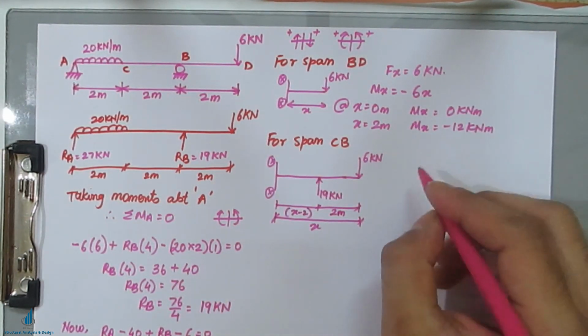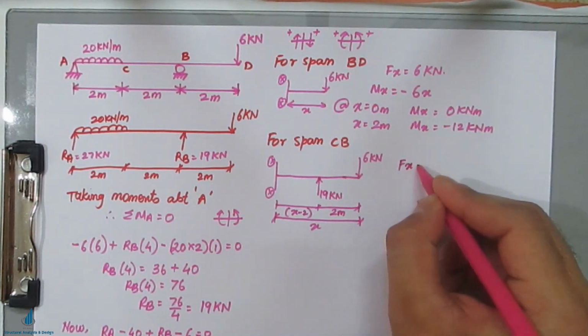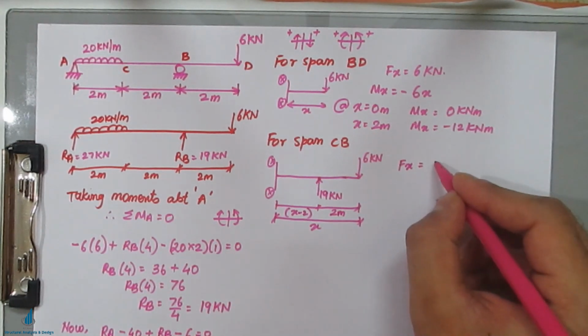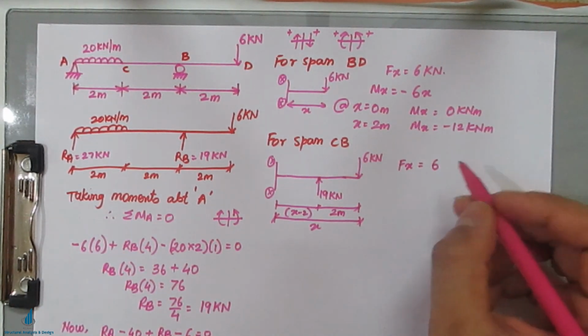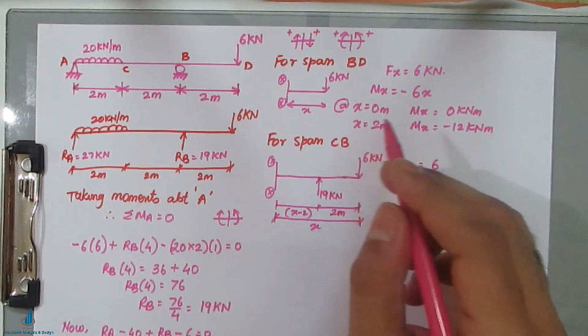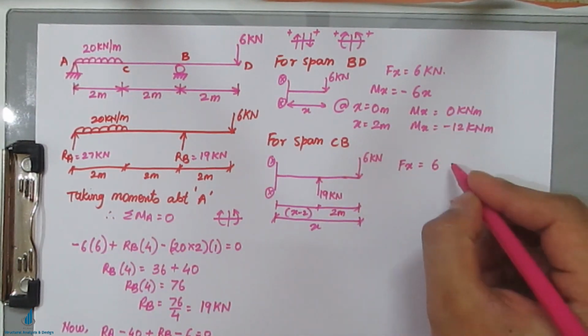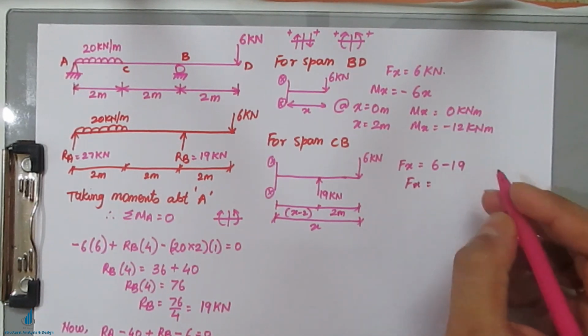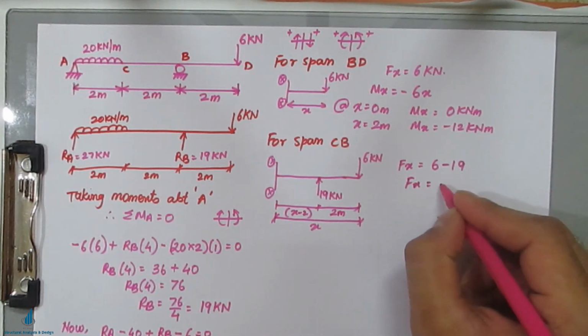Now the effects will be, shear force for this CB. This 6 is moving downwards, so it is positive, and this 19 is moving upwards, and from the right hand side upward is negative. So 6 minus 19. So Fx will be minus 13 kilonewton.